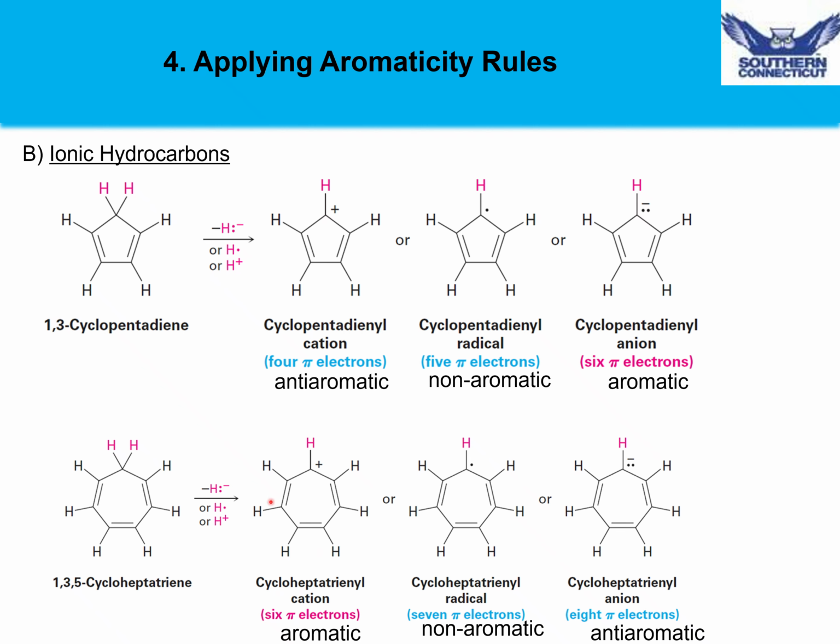The last example is if we lose a hydrogen and leave behind a single, unpaired electron. In other words, we create a radical as shown here, that lone electron would be counted in the number of pi electrons. So there would be a total of 7 pi electrons, which would make this compound non-aromatic. So neither aromatic nor anti-aromatic due to the odd number of electrons.